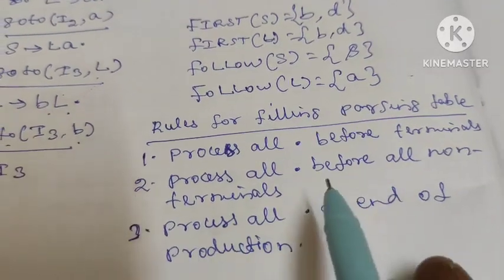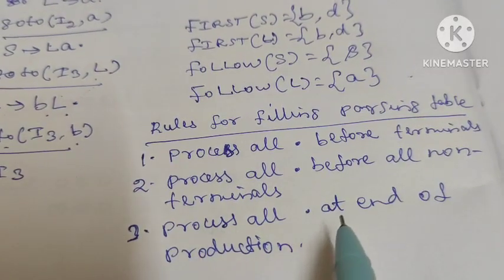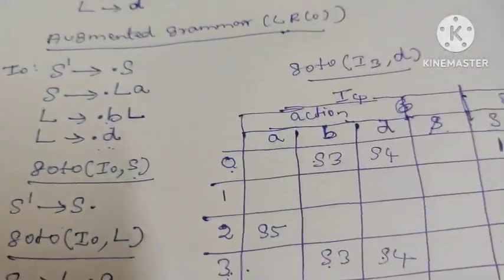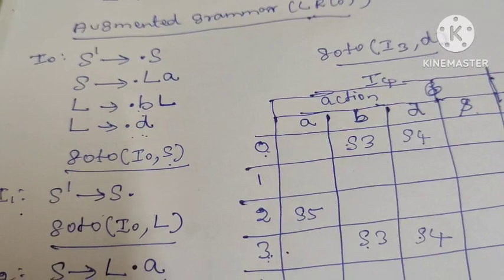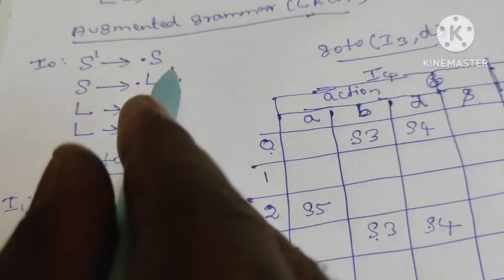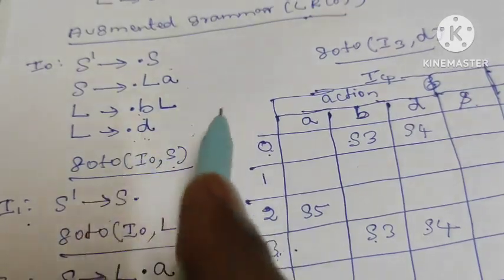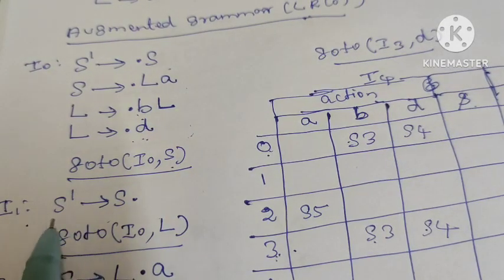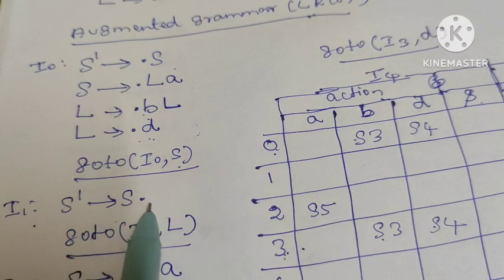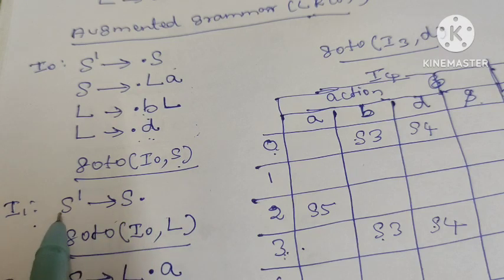Now come to rule number 3. Rule number 3 is process all dots at the end of a production. So how to process that? Now starting from item set 0. In item set 0, we don't see a dot at the end of a production. We simply skip it. Now when you go to item set 1, you can see a dot at the end here. S dash tends to S dot. So this is item set 1. Since this is an augmented production, it's not an original production, it's an augmented production.